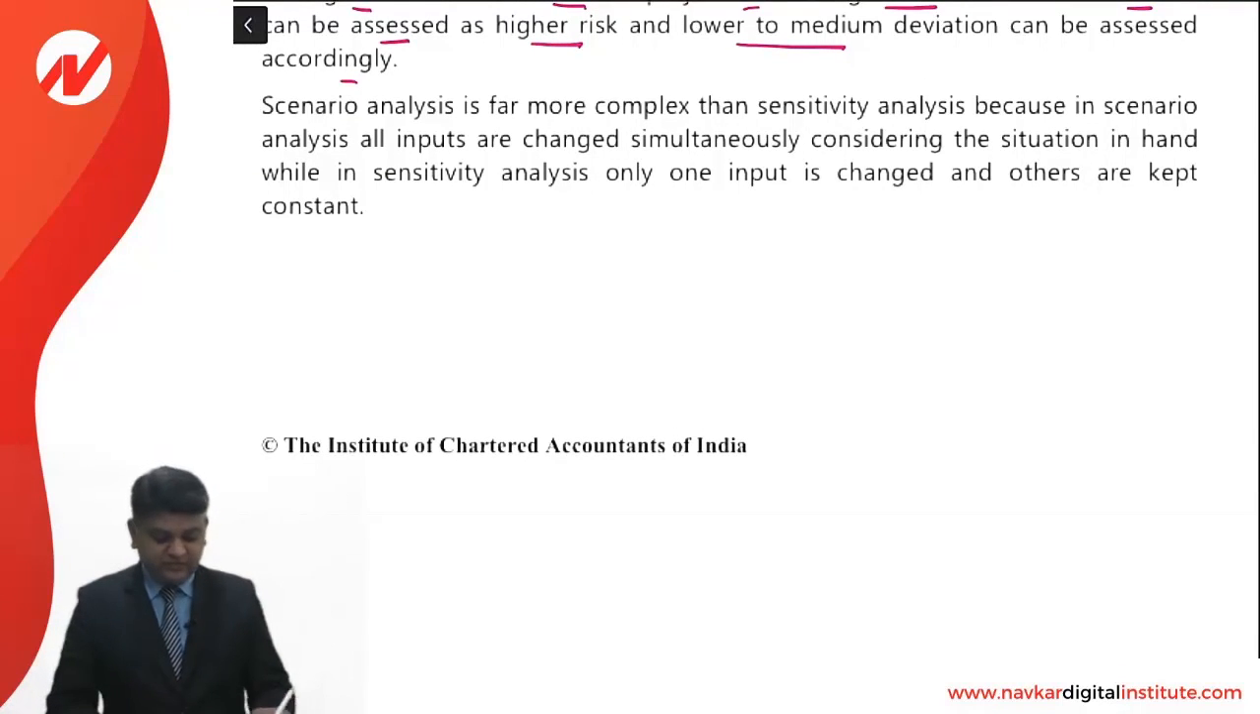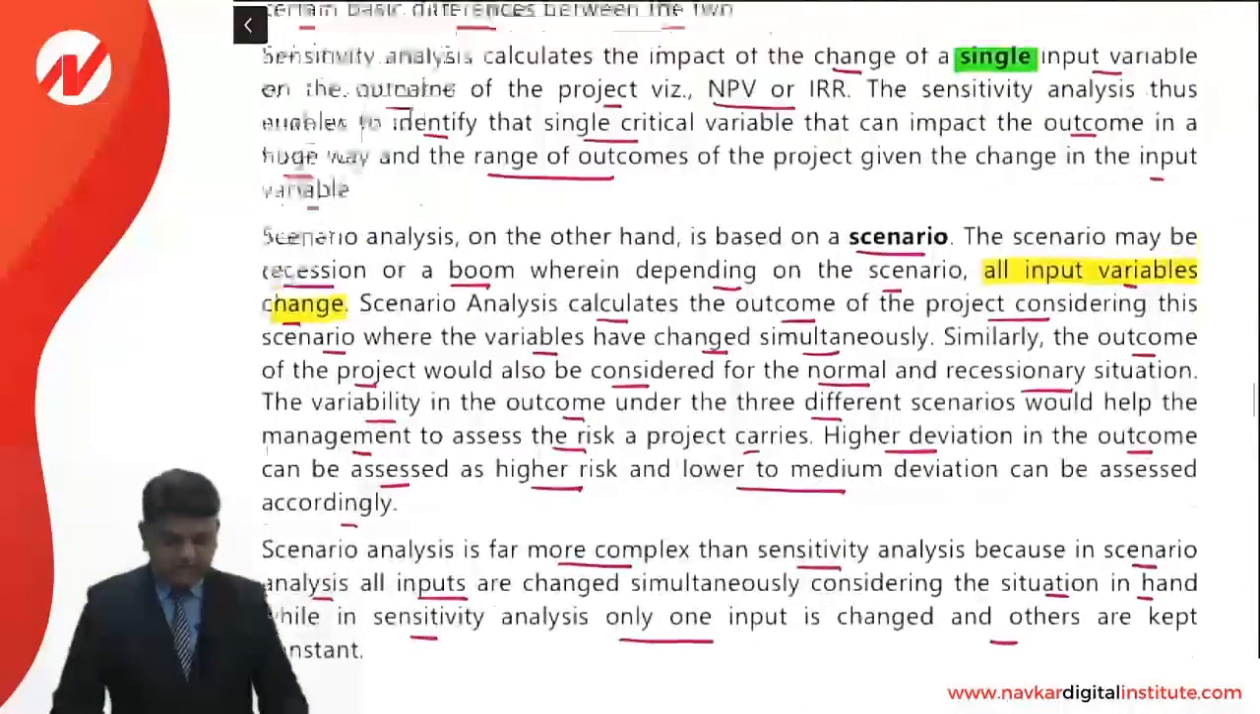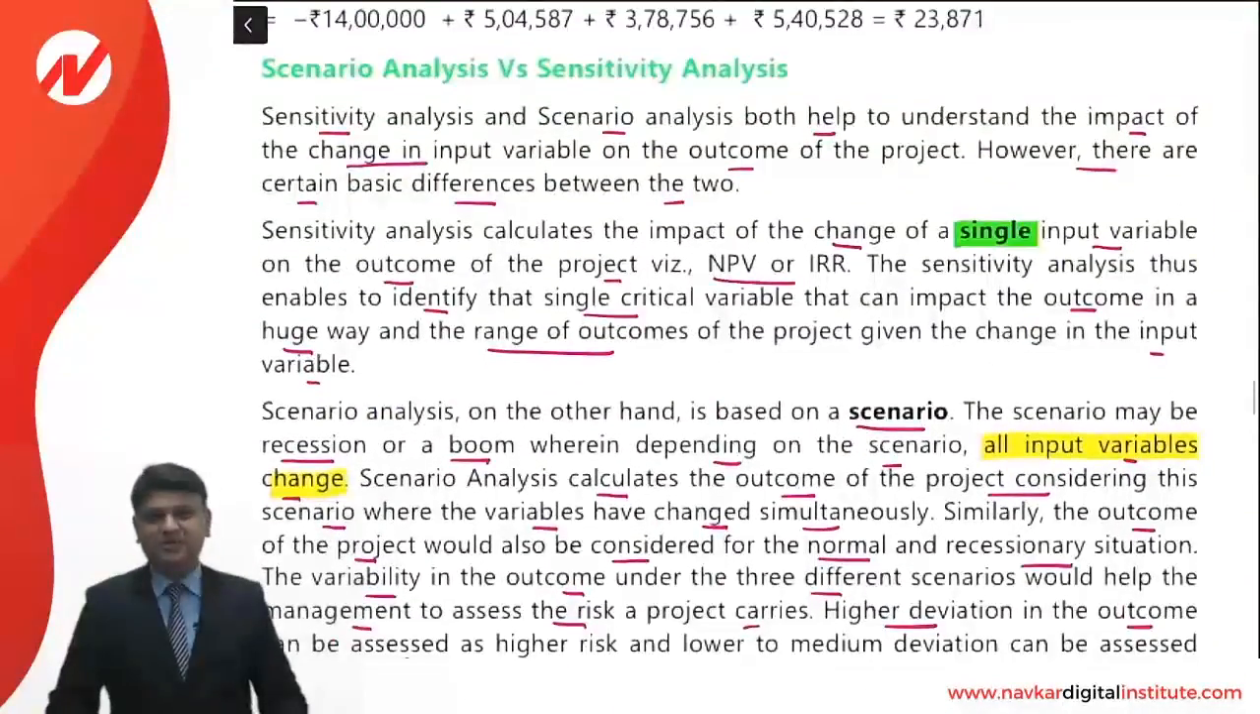Scenario analysis is far more complex than sensitivity analysis because in scenario analysis all inputs are changed simultaneously considering the situation in hand, while in the sensitivity analysis only one input is changed and others are kept constant. This is what you are required to mention over here.